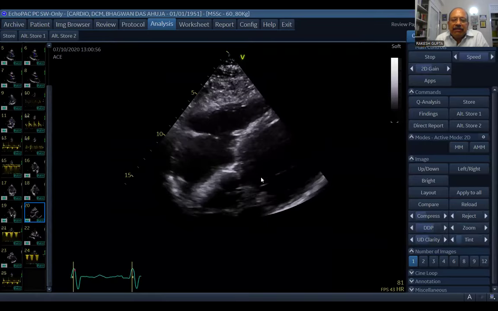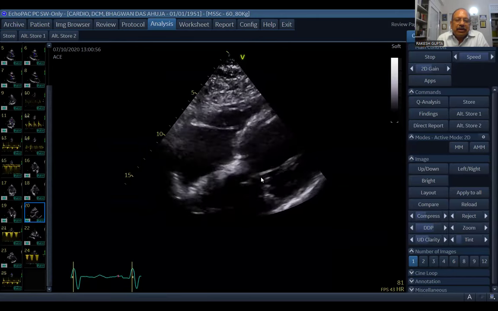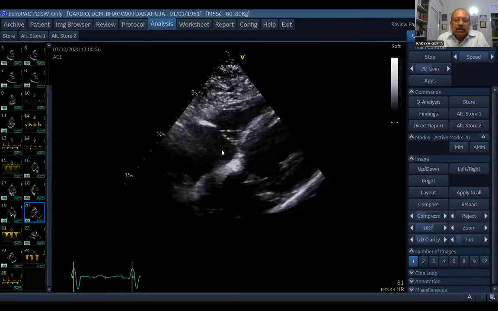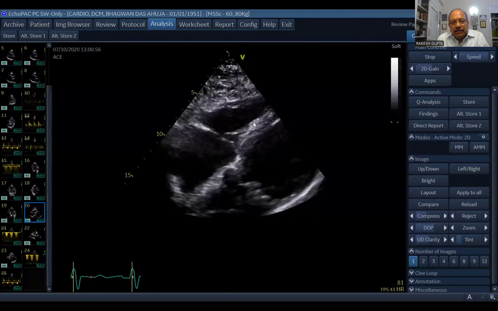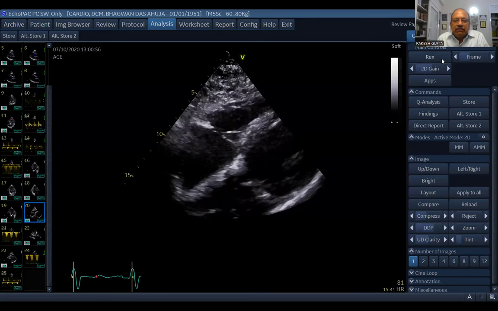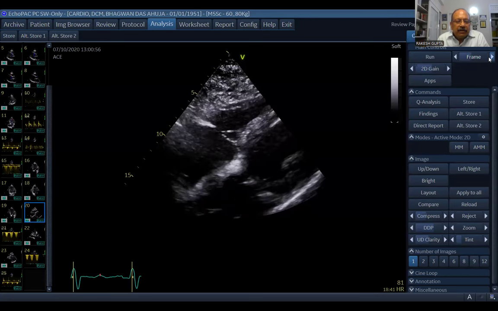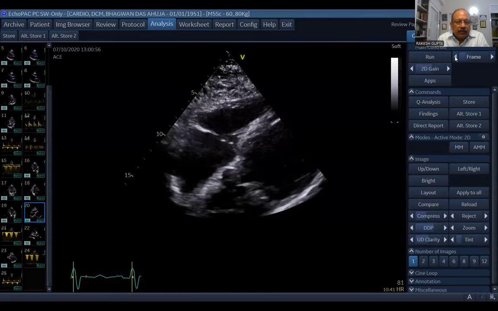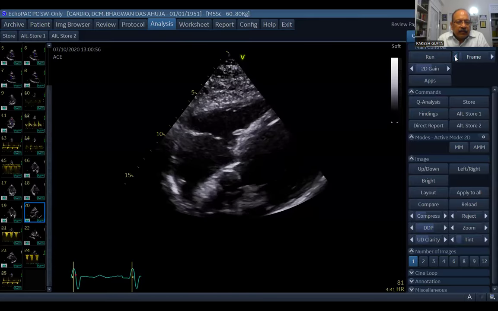How do you measure your RV free wall thickness? That's the first and foremost important thing. Look, this is the subcostal window. And in this subcostal window, I'm going to stop this image moving. Then go to the beginning of systole. Correct? Now, beginning of systole means the LV or RV has to contract.